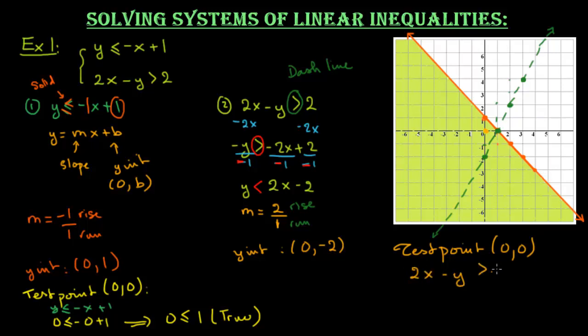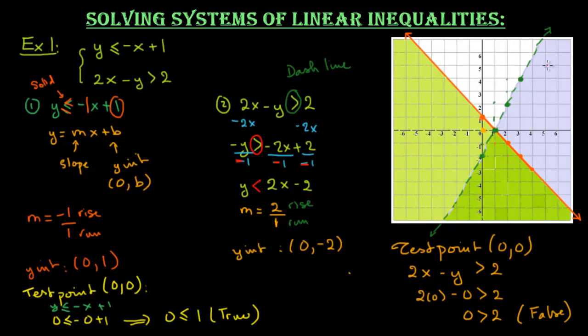2x minus y greater than 2. So 2 times 0 minus 0 greater than 2, which is 0 greater than 2, which is a false statement. Since it's false, we will shade the opposite area, which does not contain the point 0, 0. Compared with the green line, 0, 0 stays above the line, so we're going to shade below the line. We're going to shade down here.